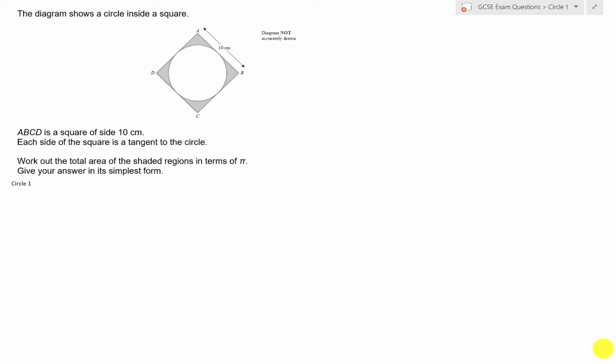Before you answer any question, highlight the important information. So ABCD is a square of side 10 centimeters, which we can see in the diagram. Each side of the square is a tangent to the circle. Now each side of the square is a tangent to the circle. What does it actually mean?